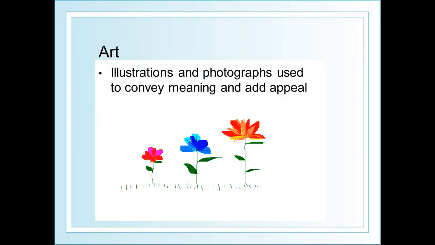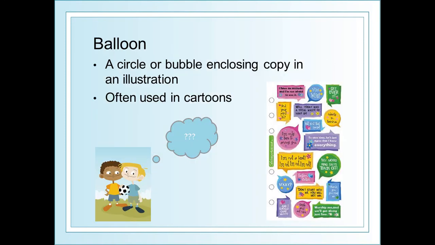Let's start with art. Art are illustrations or photographs used to convey meaning and add appeal. Balloons, a circle or a bubble enclosing copy in an illustration, often used in cartoons. Boys and girls, this is where we use the design principle proximity. You remember where we make sure that it's very close to the cartoon or the element so that it will appear that that element is speaking.